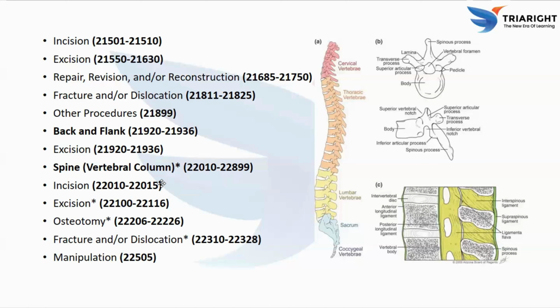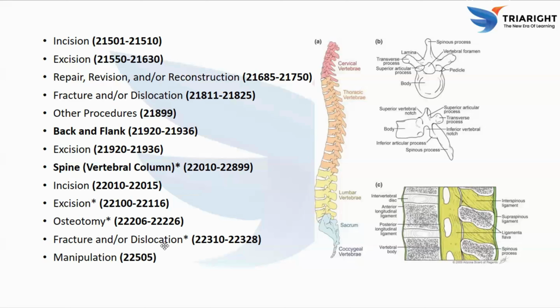Excision, 22,100 to 22,116 code ranges. So it's a removal of vertebrae or a spinal lesion. Example, removal of a spinal tumor. And the next procedure is osteotomy. The name osteo is the root word for bone and tomy is cutting. So it's cutting and reshaping the bone. Osteotomy is done to correct the deformity of the bone shape and structure. For example, surgical correction of a spinal curvature.